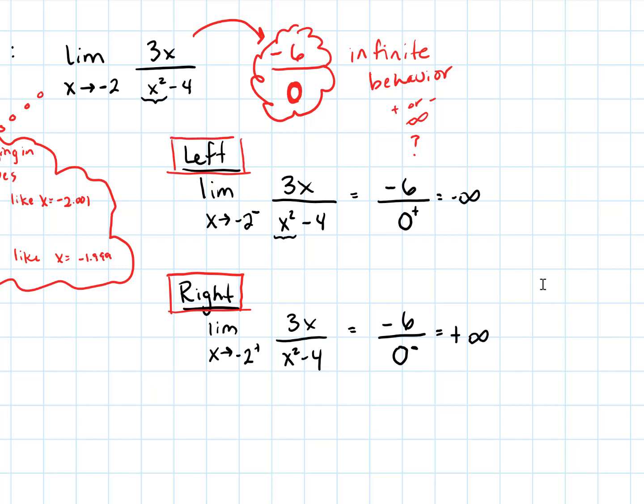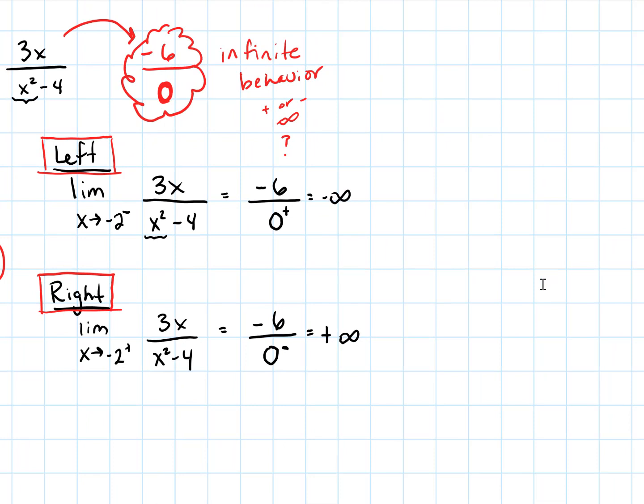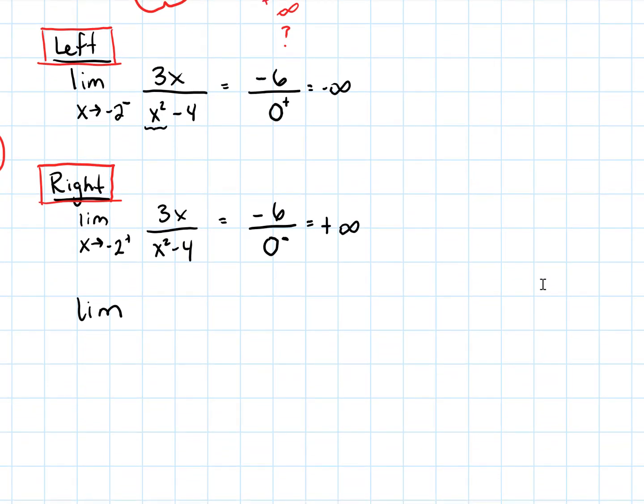So notice that our left-hand limit and our right-hand limit are both infinite, but they are not both growing without bound or both decreasing without bound. On one side, we're decreasing without bound. On the other side, we're increasing without bound. And so what we would actually have to say here is that this limit, we can't capture that infinite behavior. It's not the same. So we'd have to say the limit as x approaches -2 of 3x over x squared minus 4 does not exist.